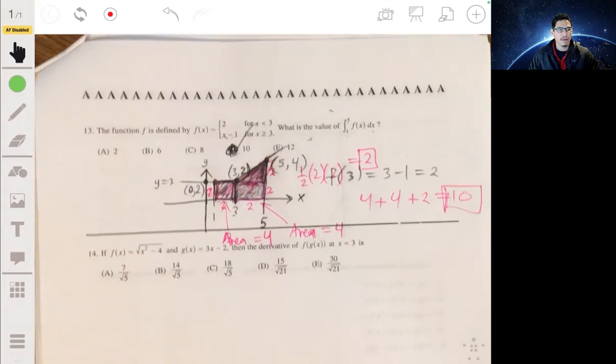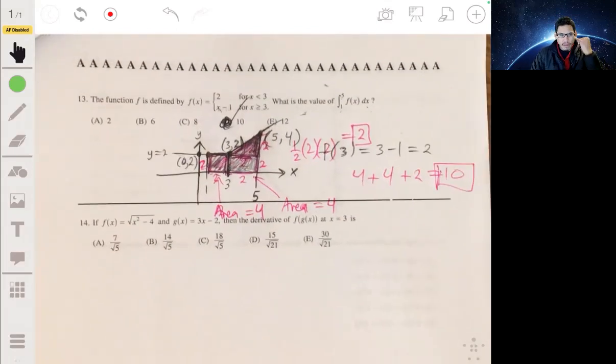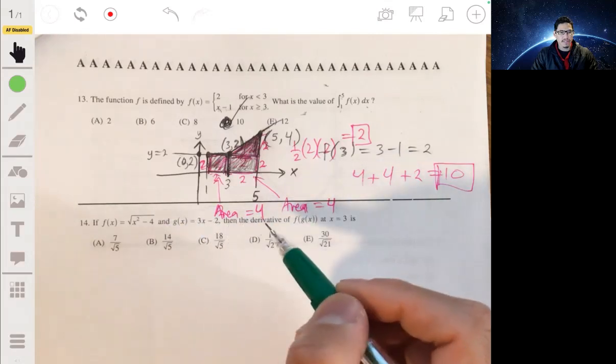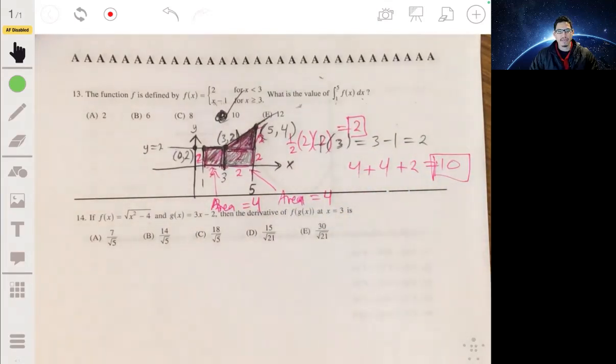14. If f of x equals the square root of x squared minus 4 and g of x equals 3x minus 2, then the derivative of f of g of x at x equals 3 is.